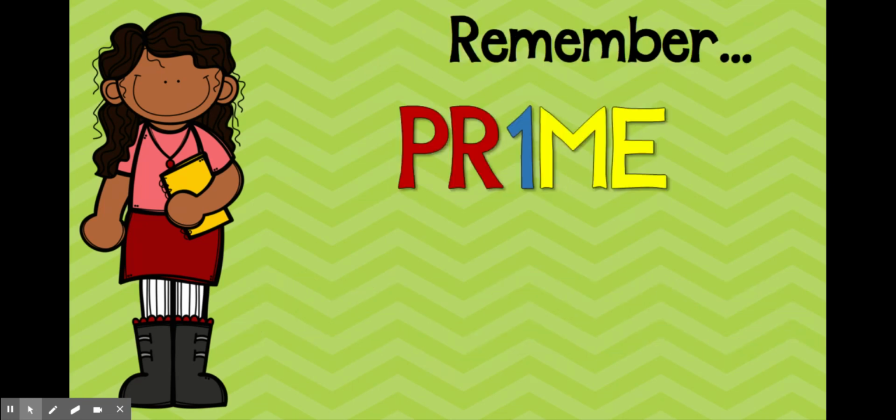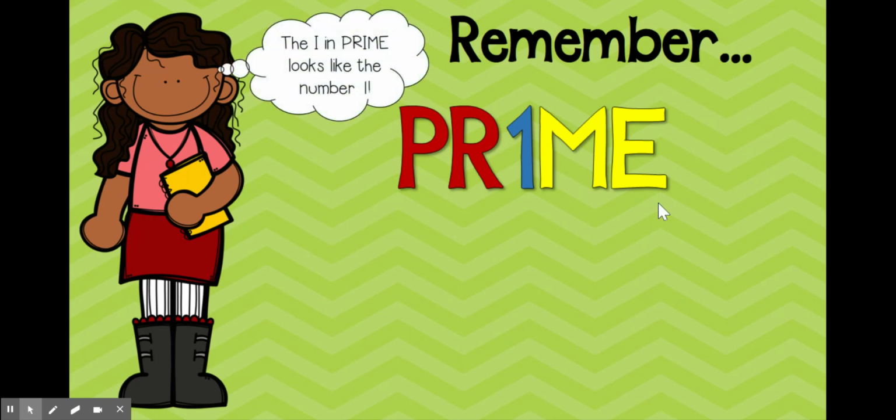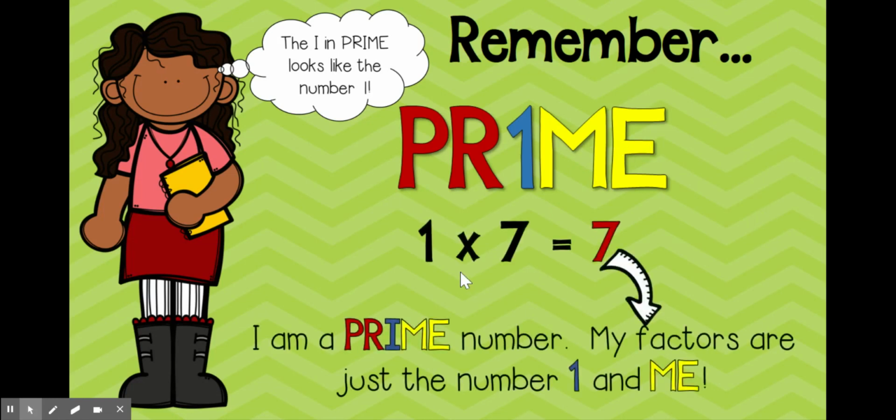Remember, prime. The I in prime looks like the number 1. So remember, prime is 1 and me. 1 times 7 equals 7. I am a prime number. My factors are just the number 1 and me.